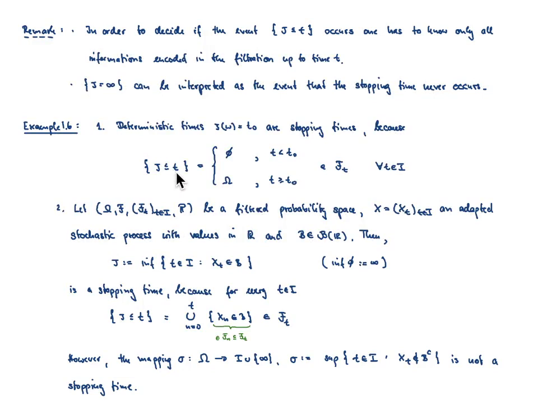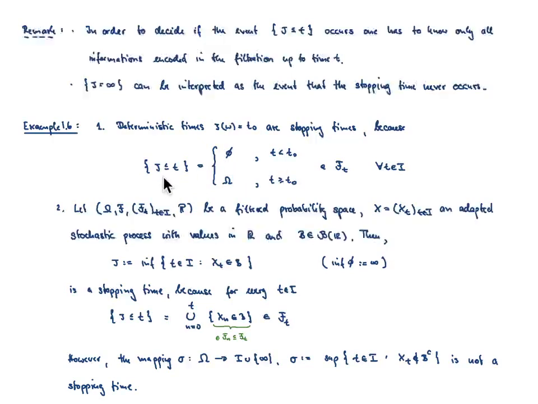So what can you say about that event? Well, if t is strictly less than t naught, then you see this event is simply empty. Why? Because tau is simply t naught, and t naught is, by that assumption, not smaller than t. So we have here on the one hand the empty set.